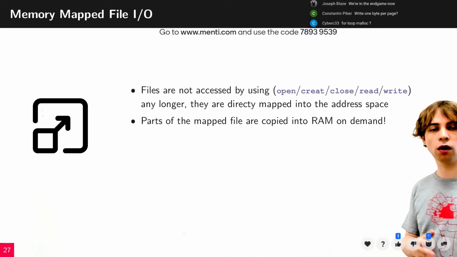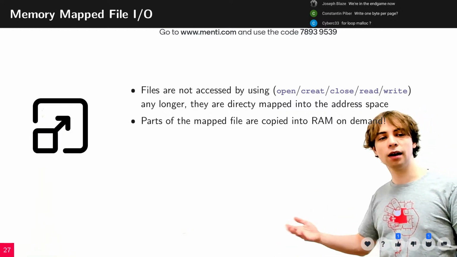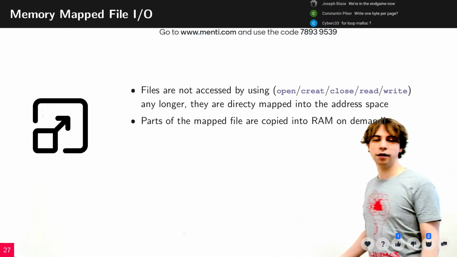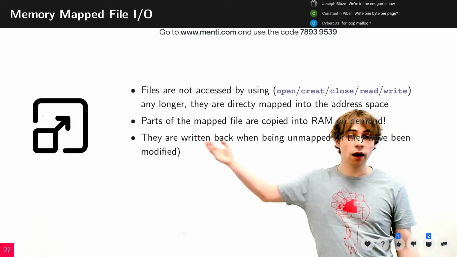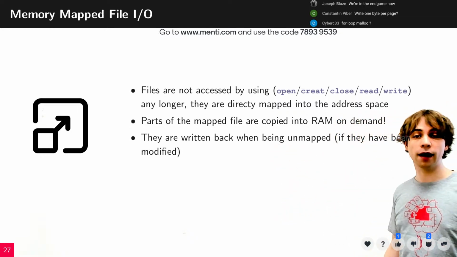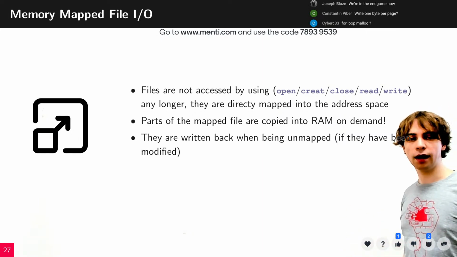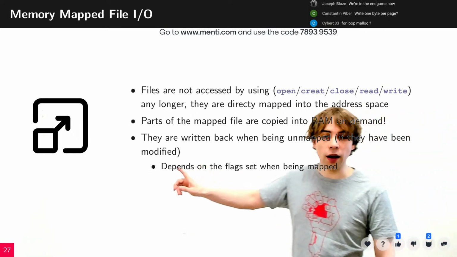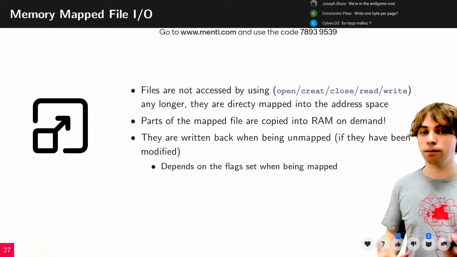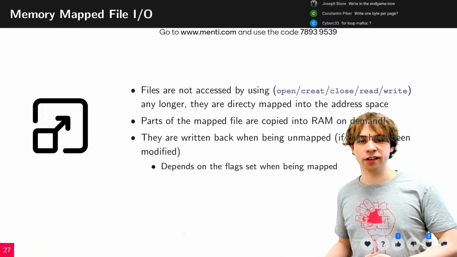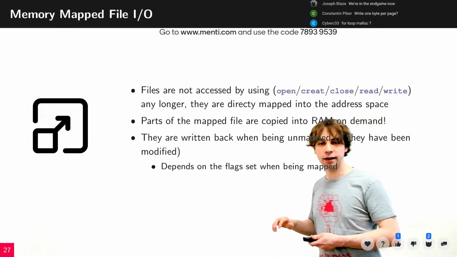You don't want to do that all at once because the file might be too large for RAM, but you want to load things into memory on demand and write them back dynamically, but at the latest when the file is being unmapped and the data has been modified, then you want to write it back. This depends, however, on the flags that you use when mapping the file. If you use map shared, then it's written back. Otherwise, it's not, but we will see that also on the next slide.